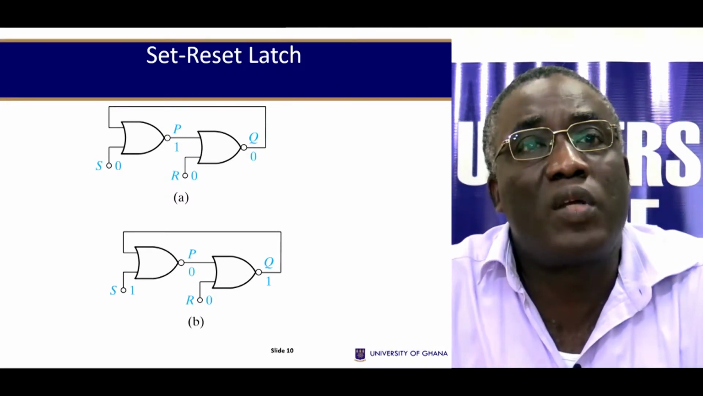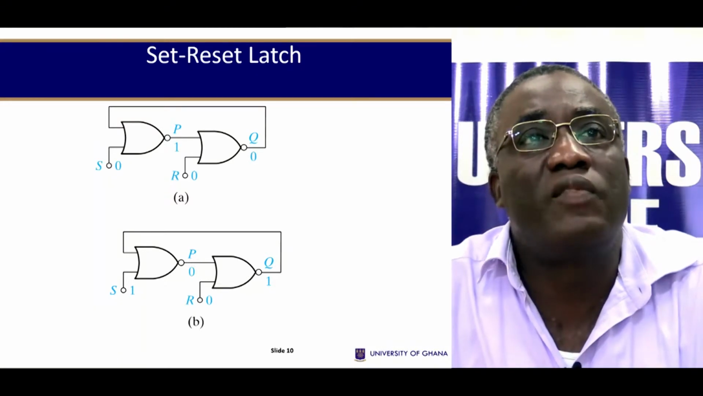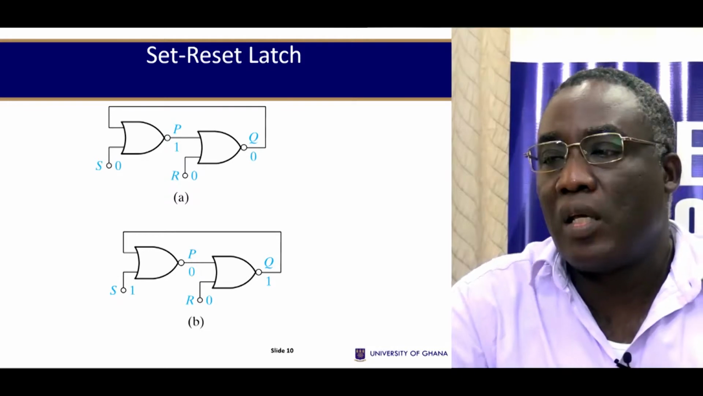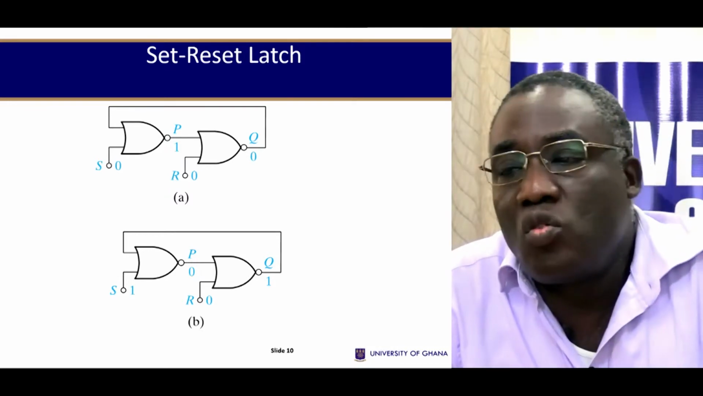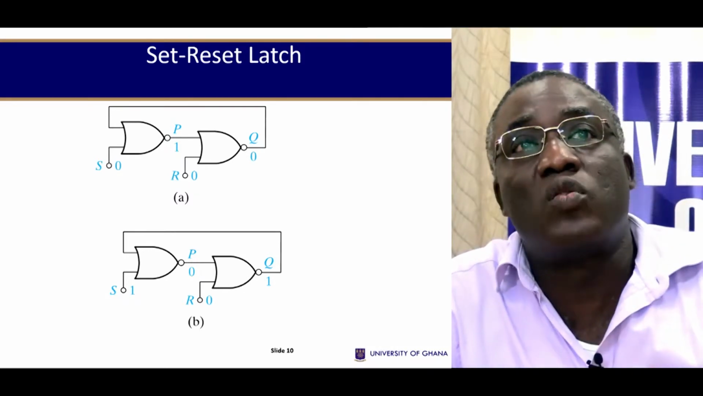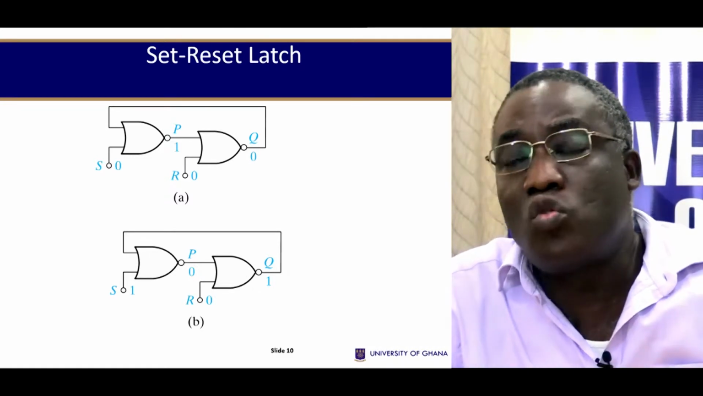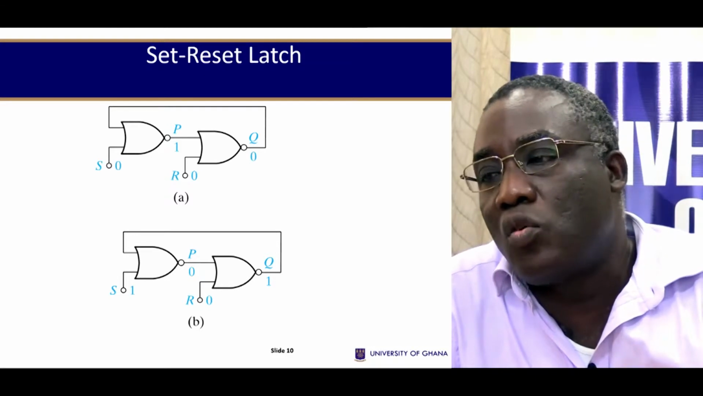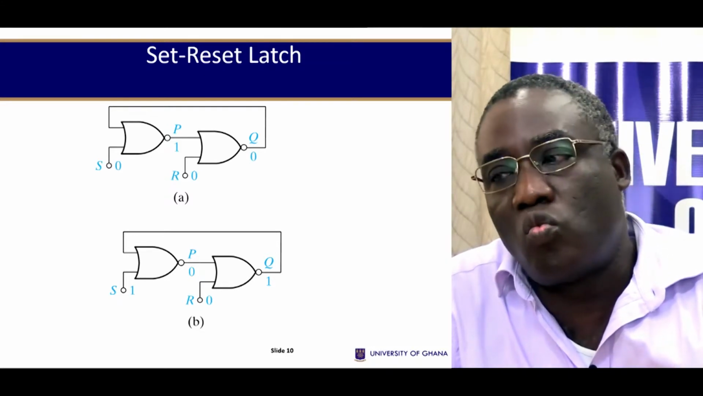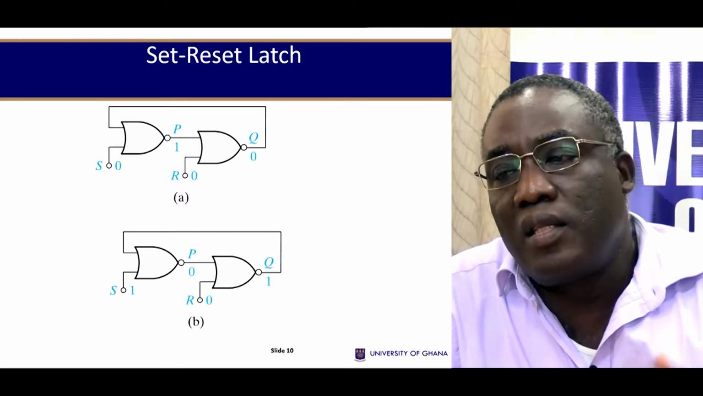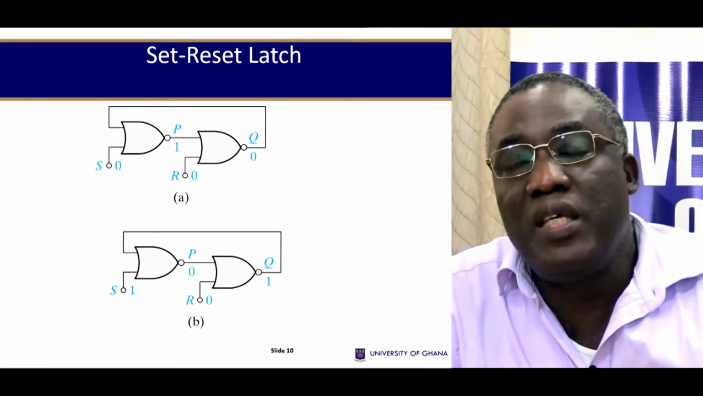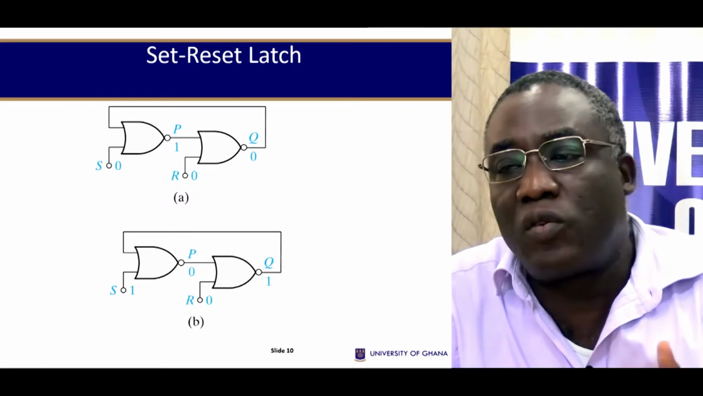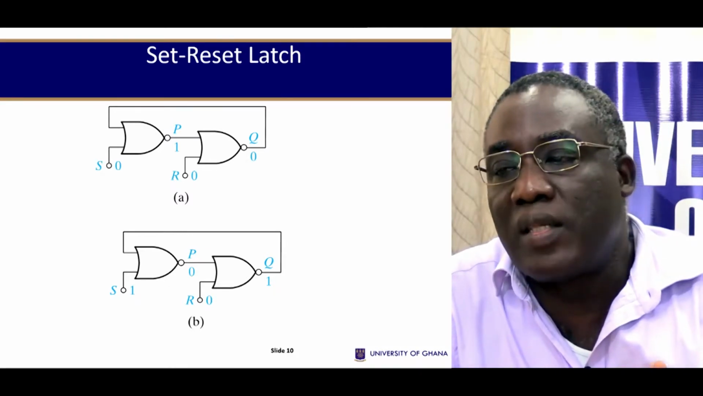So if there's a 0 here, what happens? If the S is 0, what happens? If the S is 1, what happens? If the inputs S equal to 0 and R equal to 0, the circuit can assume a stable state, with Q equal to 0 and P equal to 1. This is a stable condition because P is 1 and feeds into the second gate, forcing the output to be what?